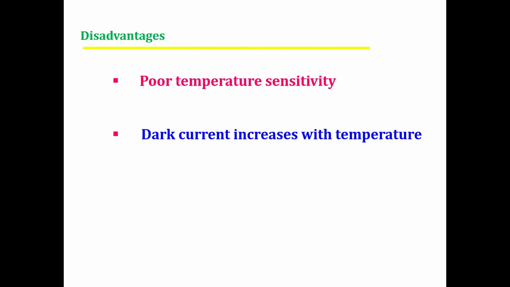And the third important disadvantage is that amplification of the output is required, because the magnitude of current that is generated from the photodiode is going to be very small. So these are certain disadvantages and advantages of photodiode, and that's all.